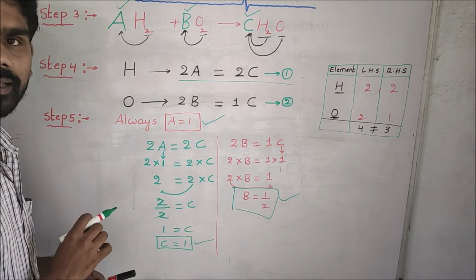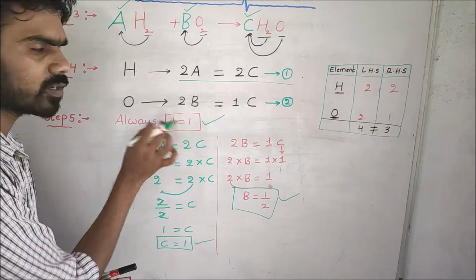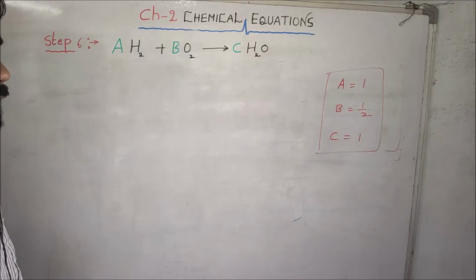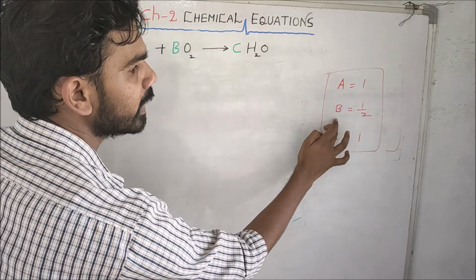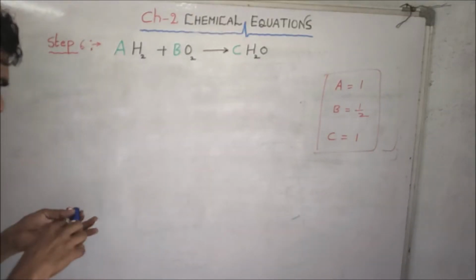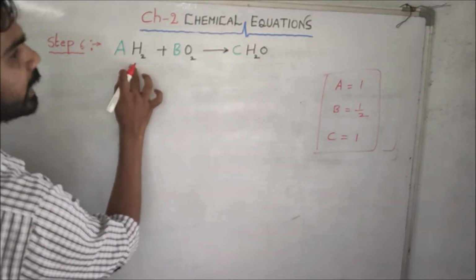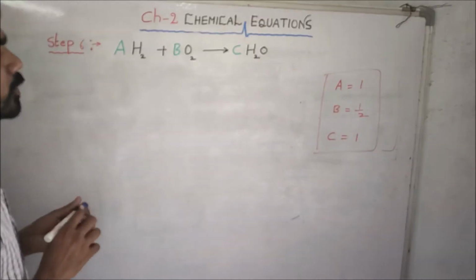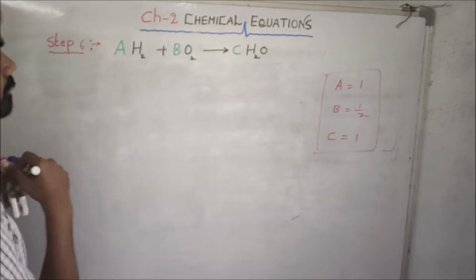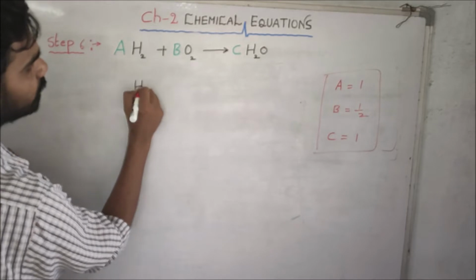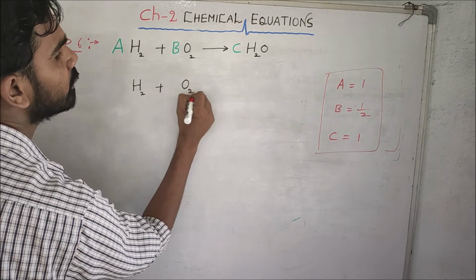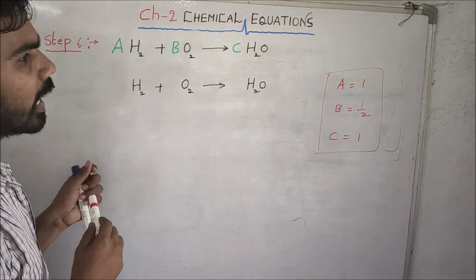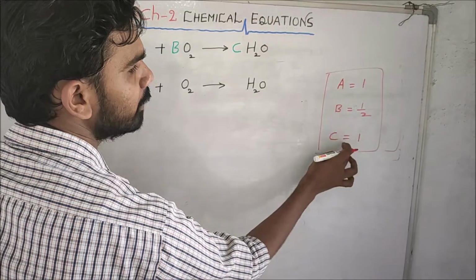That is step number 5. Take every question equal to 1 and find the other family names. Now we will go to step 6. We found the A value, B value, C value. In step 6, you write the equation one more time from equation 3. The same equation you write from equation 3. After that, you write the question one more time, H2 plus O2 gives H2O. Now you write these values which you found, A, B, C.